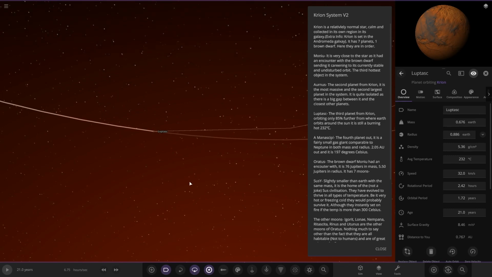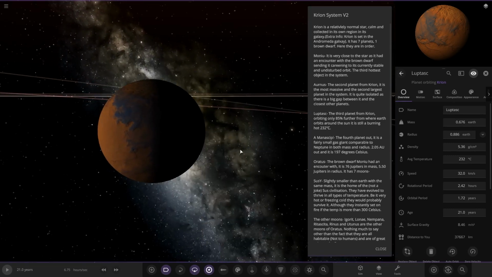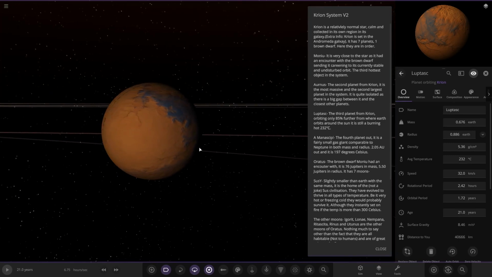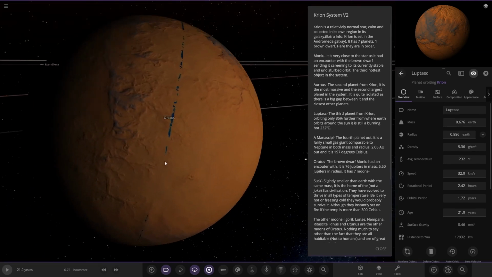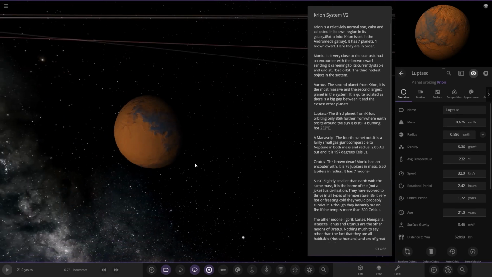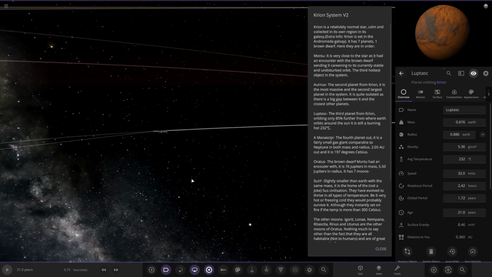Okay, next up we have Luptusk. The third planet from Cryon, orbiting only 85% further than where Earth orbits from the Sun. It is still a burning hot 232 degrees. Pretty crazy there. But obviously, this star's a lot more luminous, so it's been pretty burned up, so there it is.